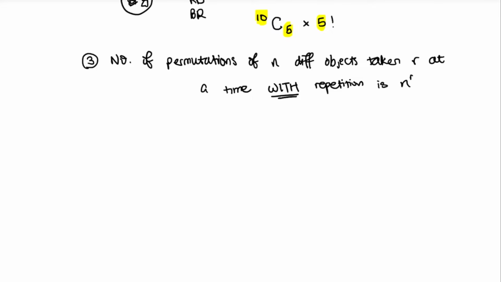Okay, so this one is when we're looking at a case whereby there is repetition. So for example, let's say I give you a whole row of 10 different numbers. Okay, let's say 0, 1, 2, 3, 4, 5, 6, 7, 8, 9. So there are 10 different numbers over here. So let's say I tell you that from these numbers, I want you to just select 3 of them.